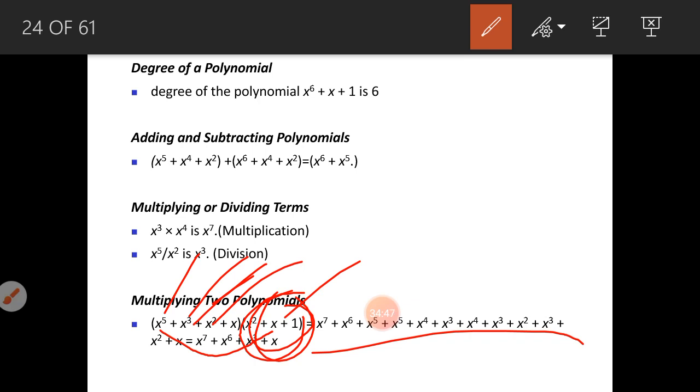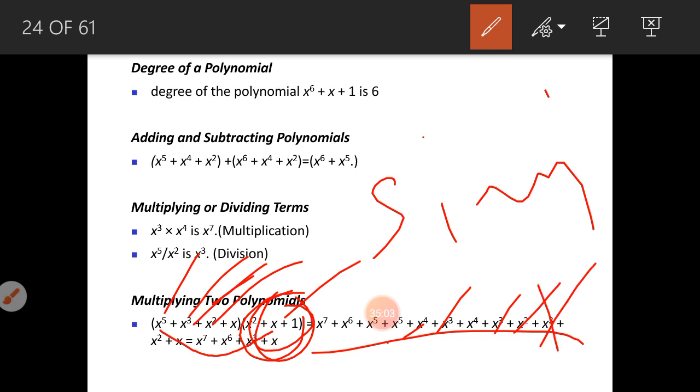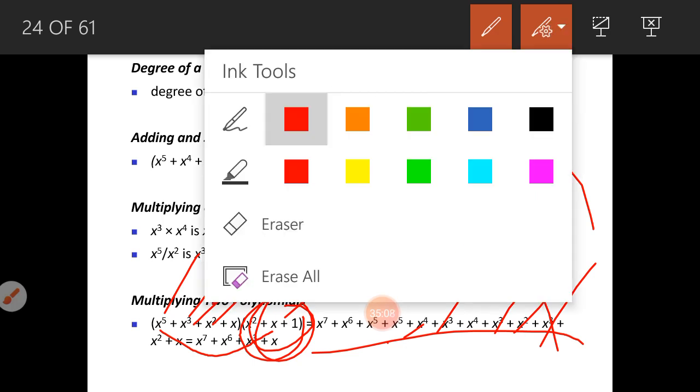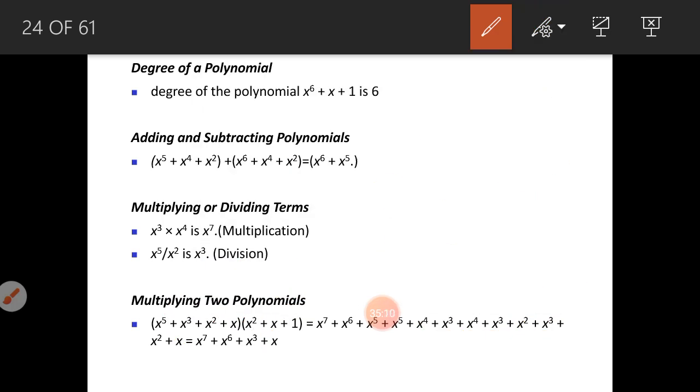How do we need to simplify that result? Here we are performing the addition. In the addition we need to delete the similar terms. So x6, x5, x5 are the similar terms, and x3 is a similar term, and x2 is not there. After deleting the similar terms, we get the final result, that is x raised to 7 plus x raised to 6 plus x raised to 3 plus x. In this way we need to multiply the two polynomials.